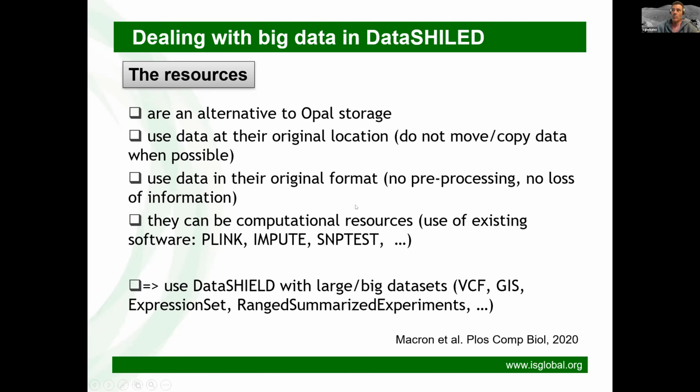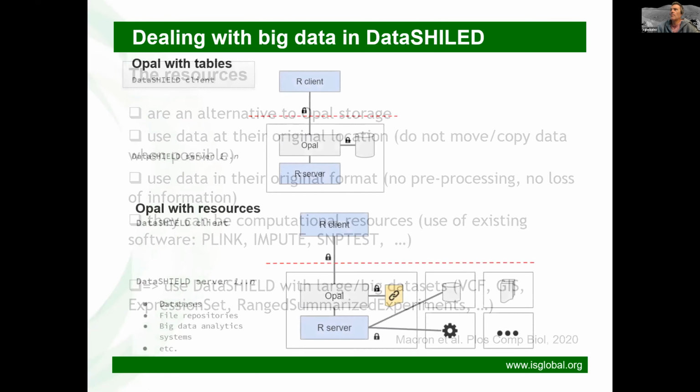So we developed some resources to have these computational resources available through Opal. Okay, so this is something we can run, and if a cohort is having imputed data, you can run this SNP Test and get the p-values very, very fast. Another advantage of the resources is that you can use other types of data, such as expression set or randomized experiments that are available through Bioconductor, and that's why we can run, for example, transcriptomic or methylation data analysis.